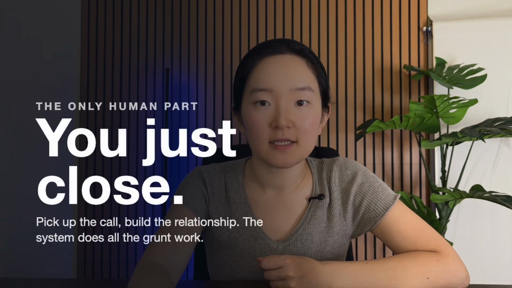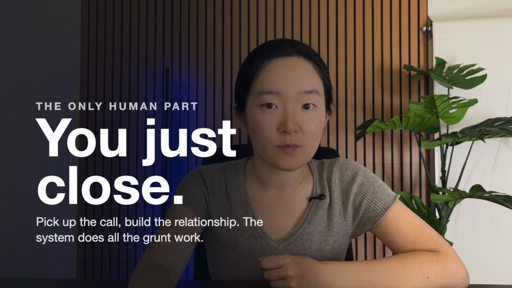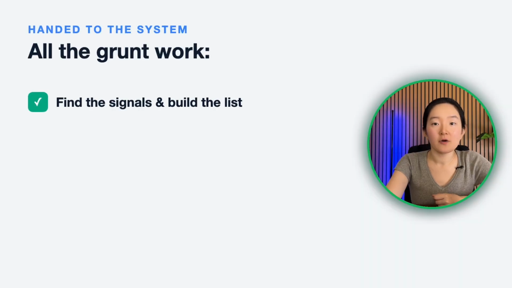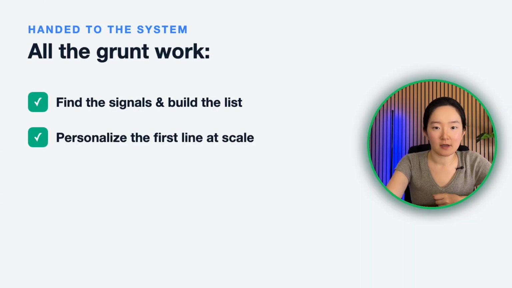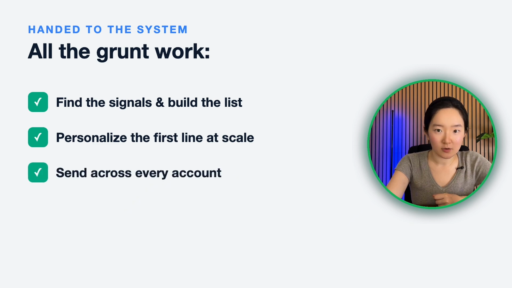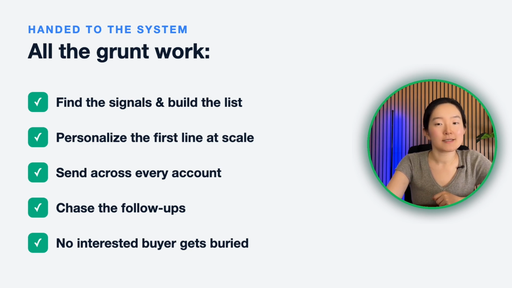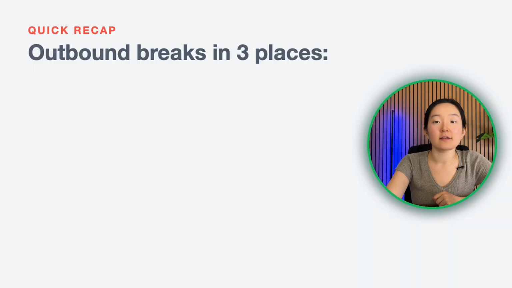And here's the part where people love. In this setup, the human only does the part that humans are best at, the conversation. Meaning you only need to pick up the call and build the relationship from there. Everything upstream of that is grunt work, and grunt work is exactly what you hand to the system. Finding the signals and building the list. Personalizing the first line at scale, sending notes across accounts, and chasing follow-ups so a real interested buyer never gets buried.